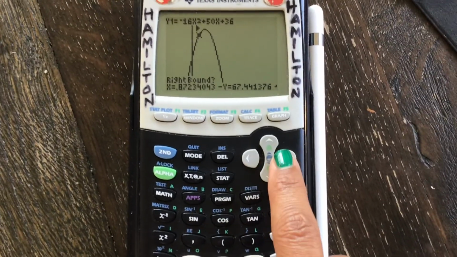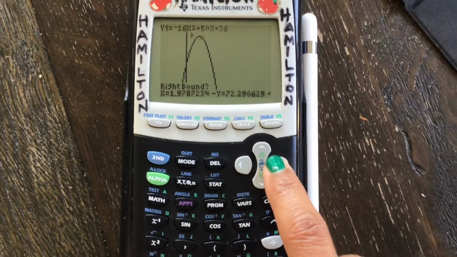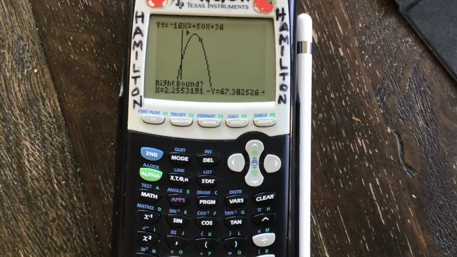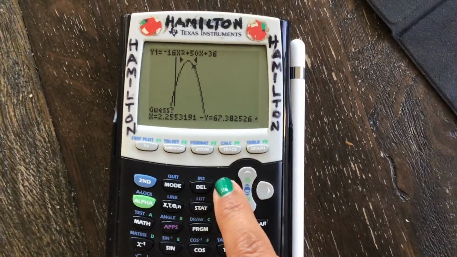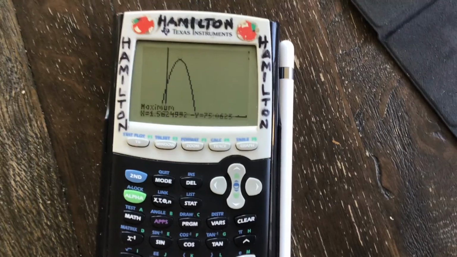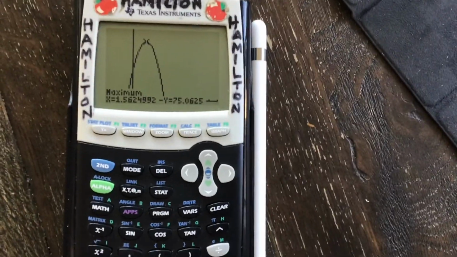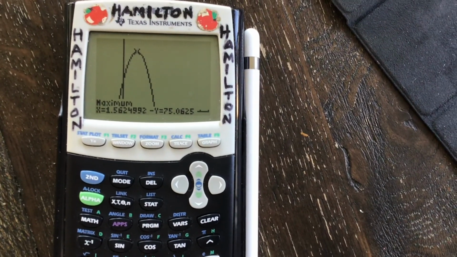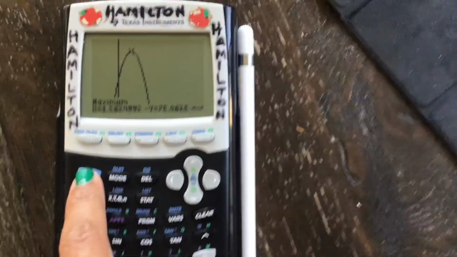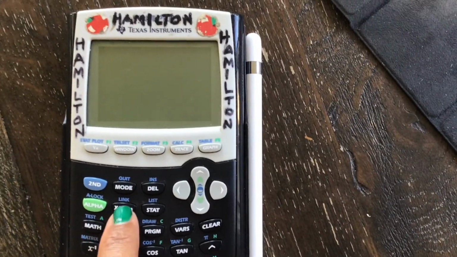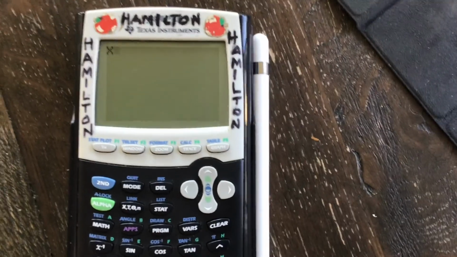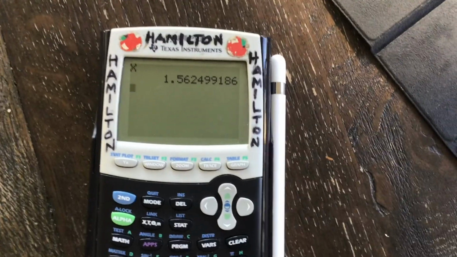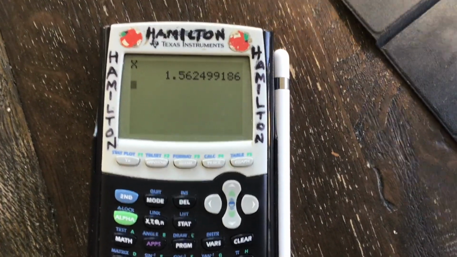I make sure that my tick mark is to the left of that max. And then for the right bound, I want to go to the right of that maximum value. Make sure we pass it. Hit enter, and you'll see the little arrows. Your guess, we don't care, just hit enter. And it's telling us right there that our maximum is at 75.0625 when my x is 1.56 and some change. Here's what's nice: if I quit and I go to the X button, my calculator still remembers that that's the X. So I'm going to keep that in mind when it's asking me to answer the rest of that question.